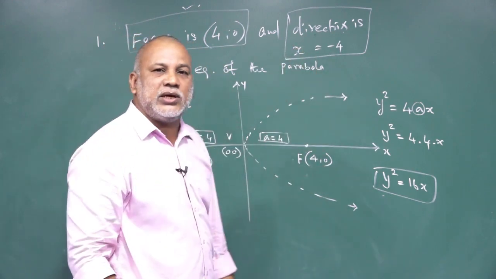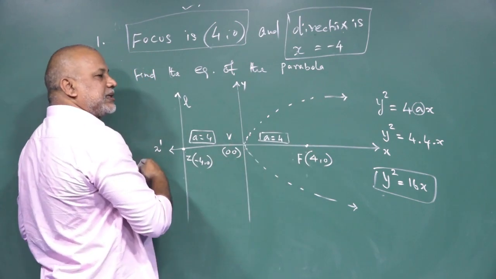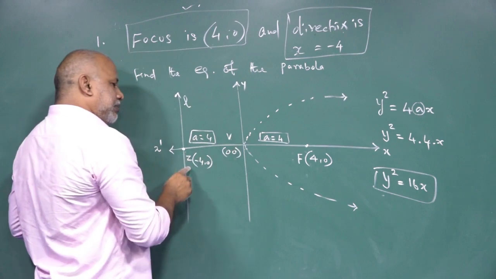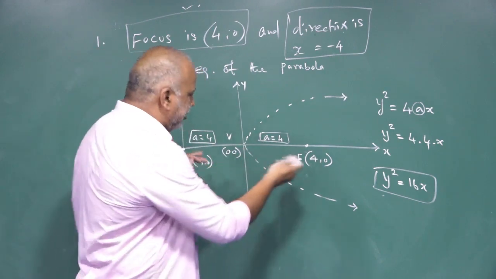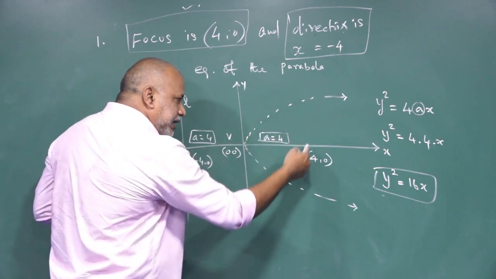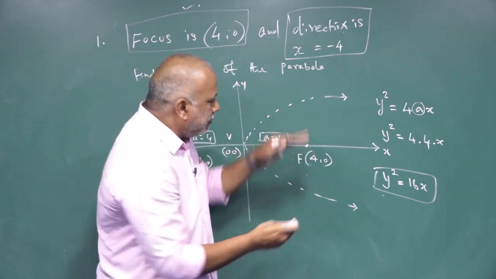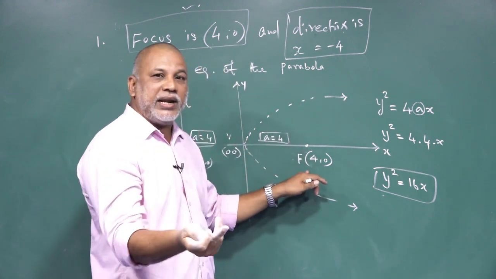Then the directrix is x equal to minus 4, so the directrix must be opposite to the focus, and the vertex is the midpoint. See here (4, 0) and (minus 4, 0). Therefore the vertex must be (0, 0) only, because it is the midpoint. Now this is the parabolic diagram. Always the focus must be placed between this opening, so you have to analyze the types.